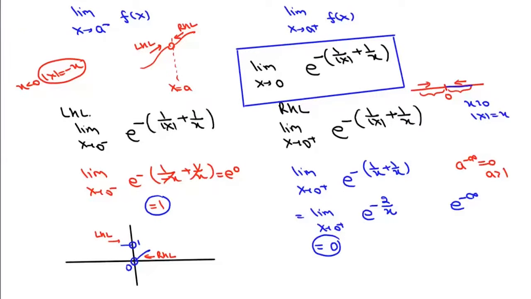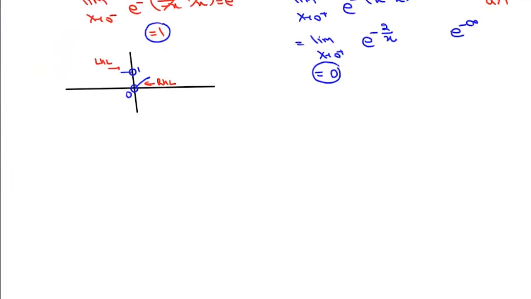Now we'll consider some cases when the limit does not exist. Now a limit does not exist. Limit x tends to a f(x).